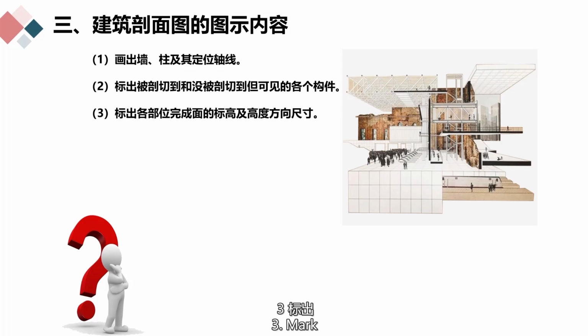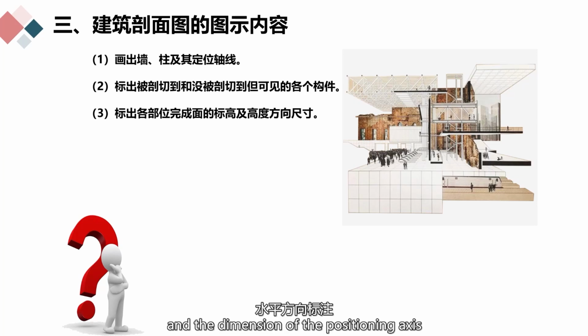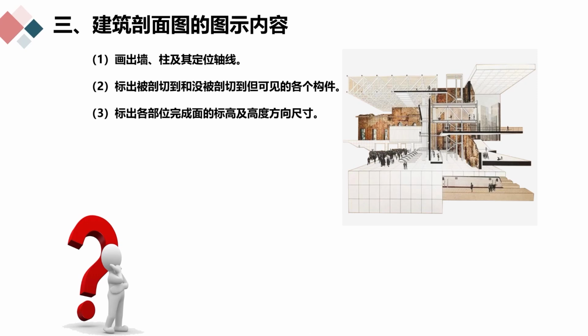Third, mark the structural dimensions of each part indoors and outdoors. In the vertical direction, 3 dimensions should be noted, and the dimension of the positioning axis should be marked in the horizontal direction. The elevation dimension should mark the architectural elevations of the outdoor ground, floor, ground, balcony, steps, etc.